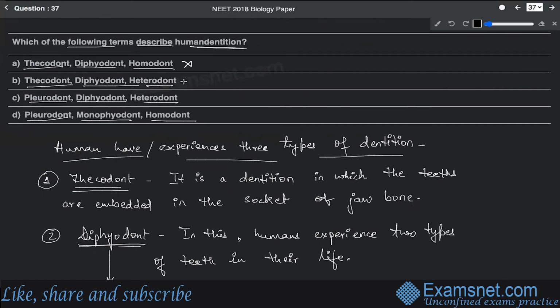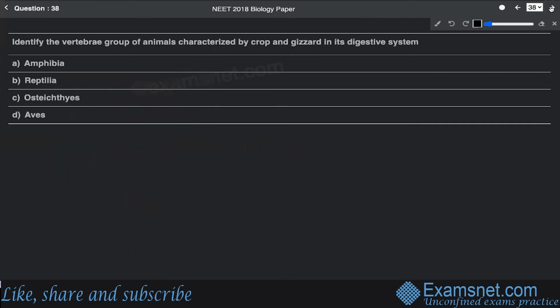Thecodon, diphyodon, heterodon, true. This is true. Pleurodon, diphyodon, heterodon, no. Pleurodon, monophyodon, and homodon. So that's why option B is the correct answer. All right, now question number 38.